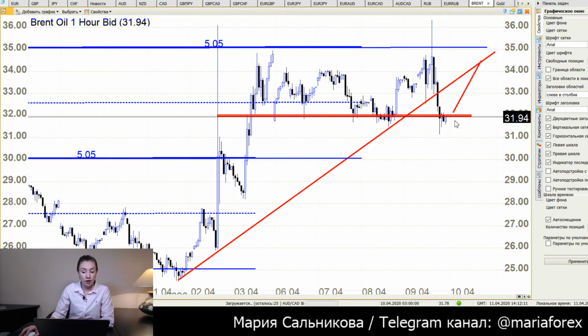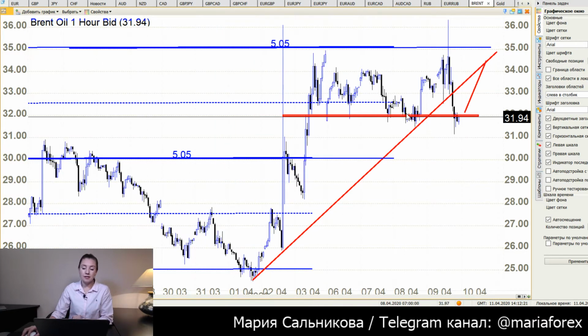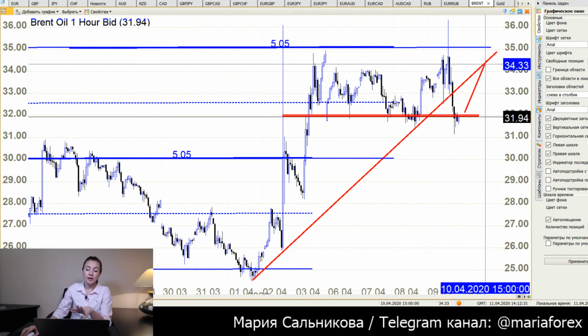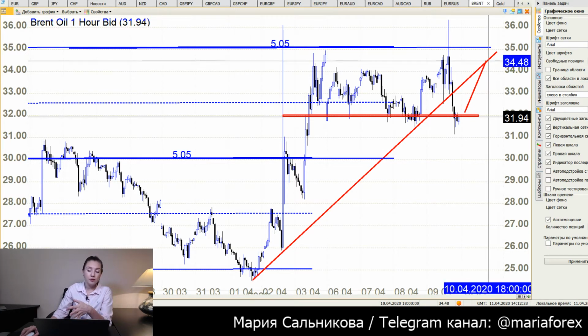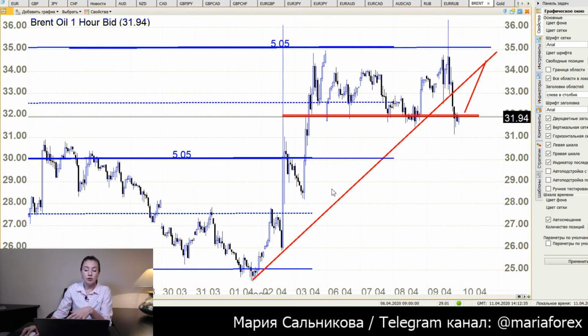Okay, about the Brent oil. When you see price going above $32 per barrel, you should buy with a target as a retest of this trend line. If you see price being above $32 per barrel, it is a moment to buy with a target like 34.50, 35, so as a retest of this trend line, okay?